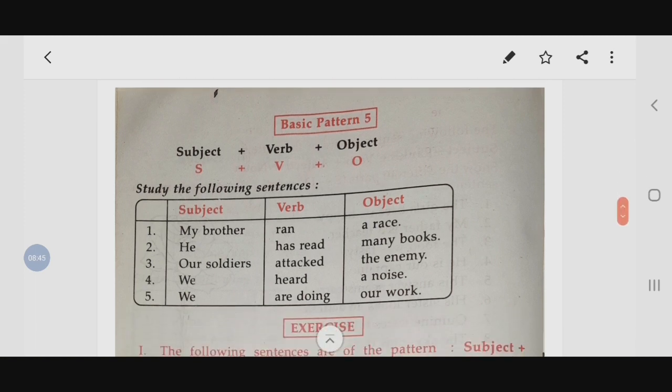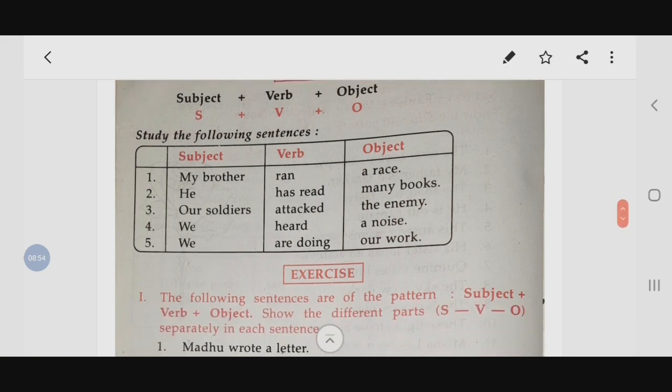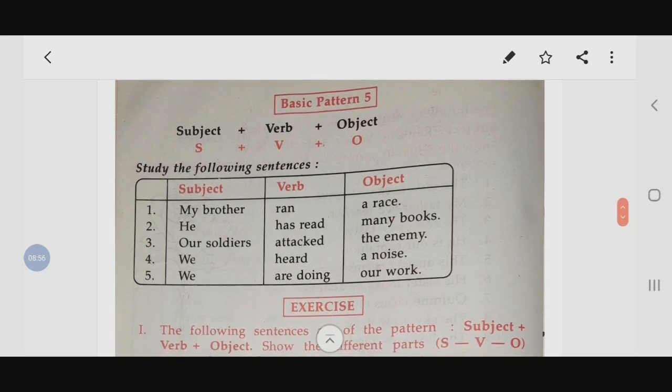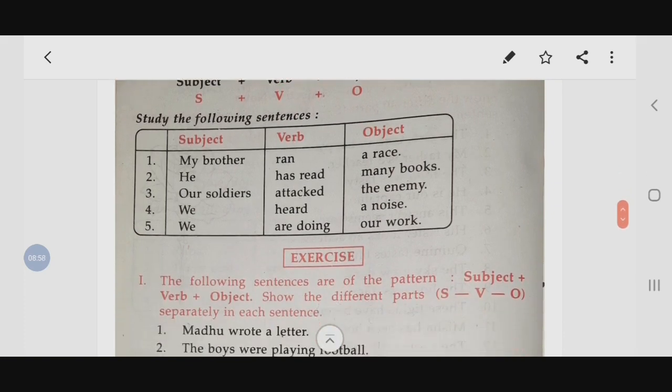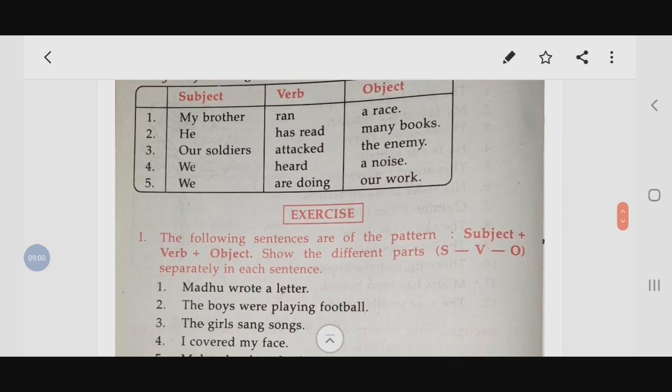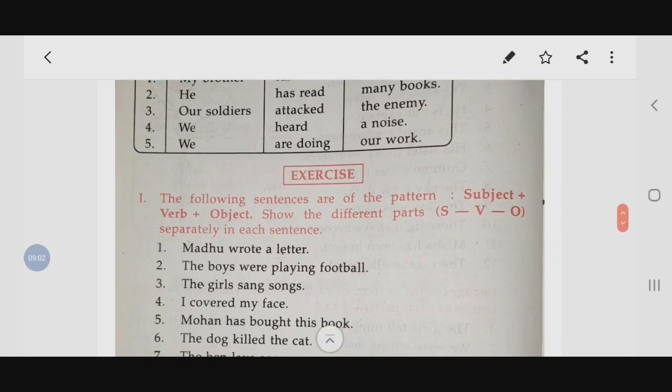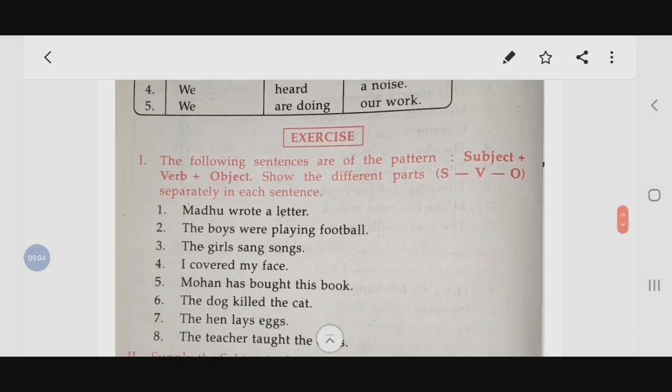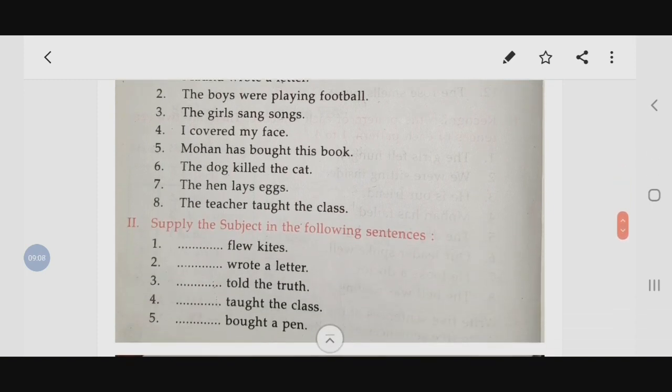My brother ran a race. He has read many books. Our soldiers attacked the enemy. We heard a noise. We are doing our work. Okay, this is the object, the direct object. The following sentences are of the pattern SVO. Okay, you have to label the SVO. Supply the subject in the following sentences.